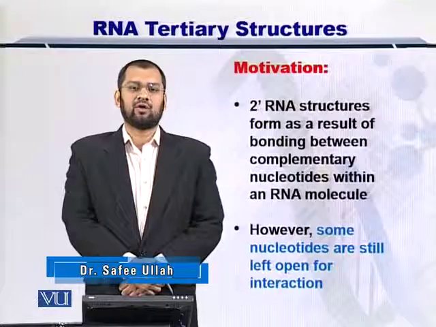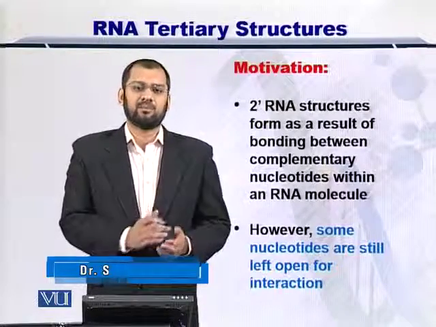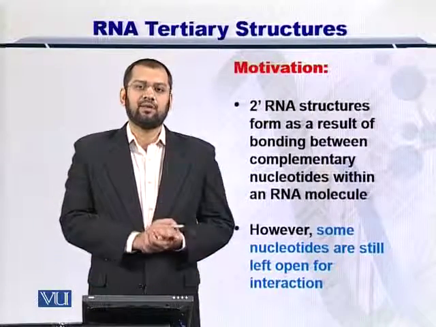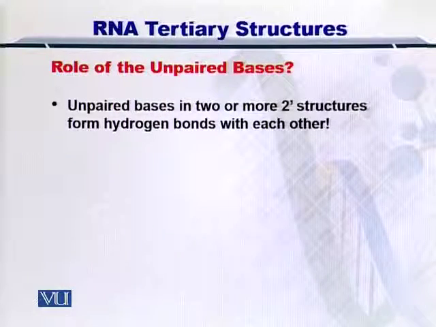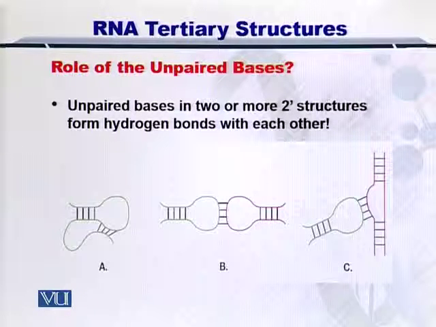So of course they are open for interaction and coupling with some other unpaired nucleotide in the RNA structures. The unpaired bases that are left out in the 2' structures are looking for ways to find other unpaired RNA bases. So as a result, they come together and they form the tertiary structures, as we will just see.